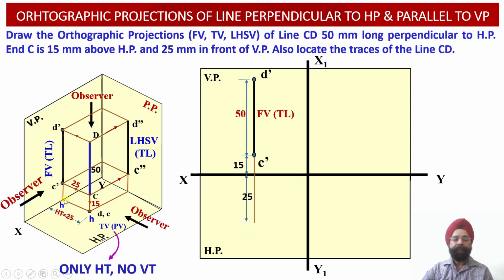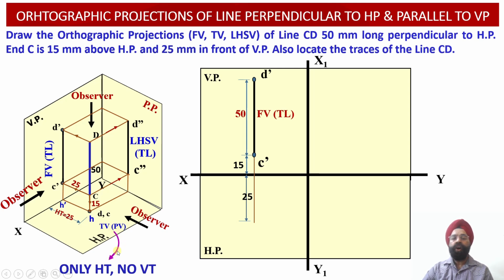So we know that in the top view, that is onto the horizontal plane, there is a point view projection representation of this particular line, and this point D and C will be located at a distance of 25 millimeter in front of the vertical plane, that is below the XY reference line. Why below the XY reference line? Because the horizontal plane is to be rotated in the clockwise direction over here.